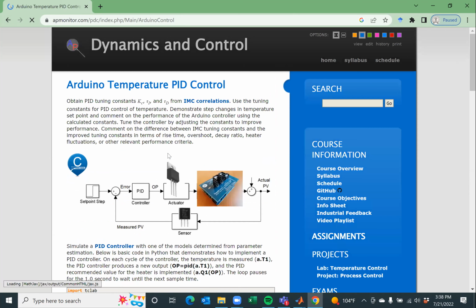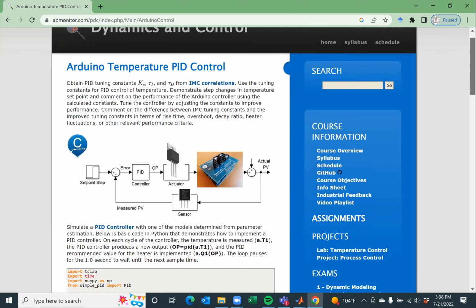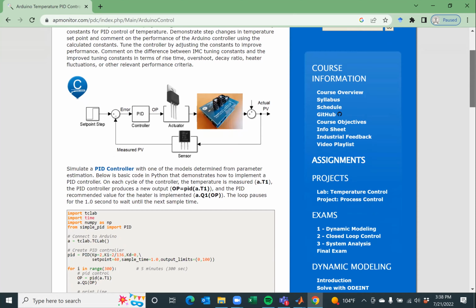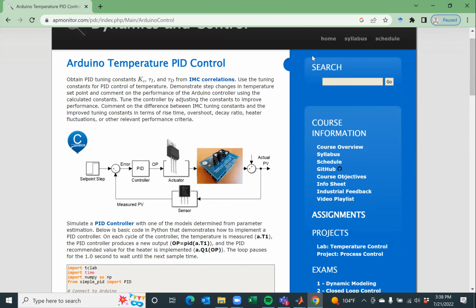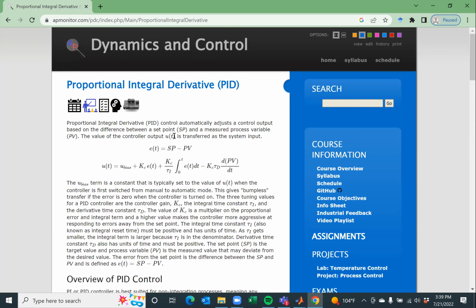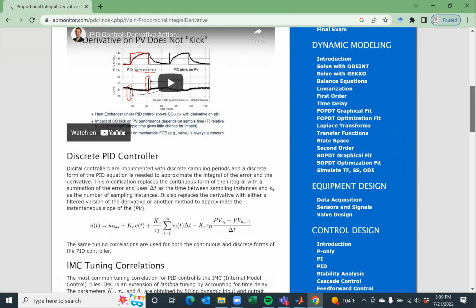Yes, so basically if you go to this one heater lab, it will discuss everything that is to be done in this lab, and how you tune the PID controllers. To tune the PID controllers, there is something called the IMC correlation. IMC correlation is the way you will find the P, I, and D gains.